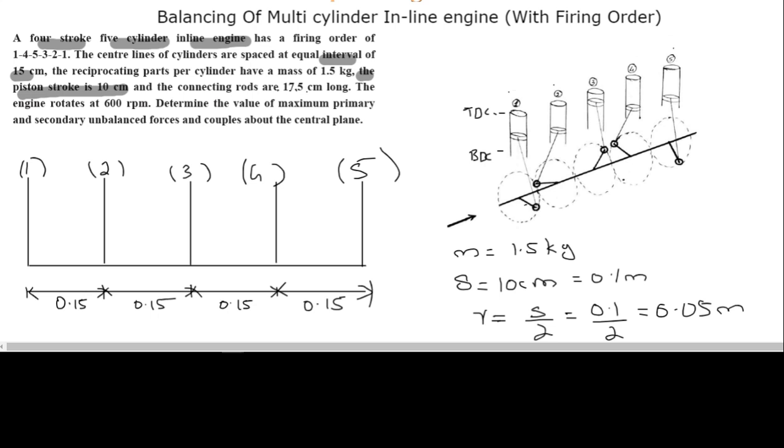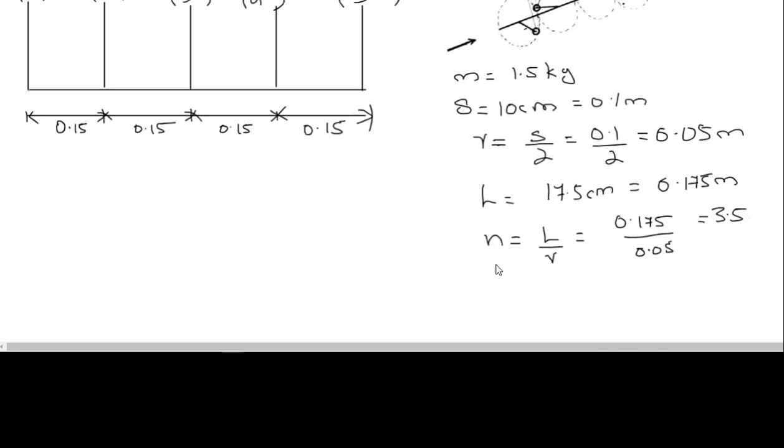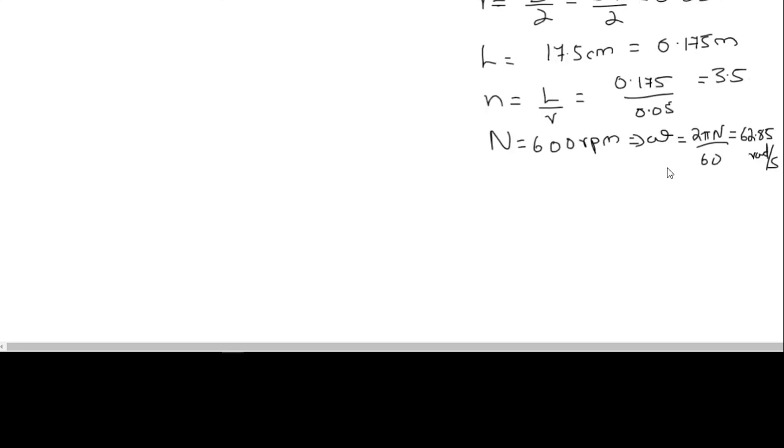And speed of the engine is given in RPM. Engine rotates at 600 RPM. So speed is mentioned, so we can write N is equal to 600 RPM. We are not concerned with RPM. What we require is omega, that is angular speed in radians per second. That will be 2 pi times N by 60. And if you substitute 600 for N, you will get 62.85 radians per second as omega.